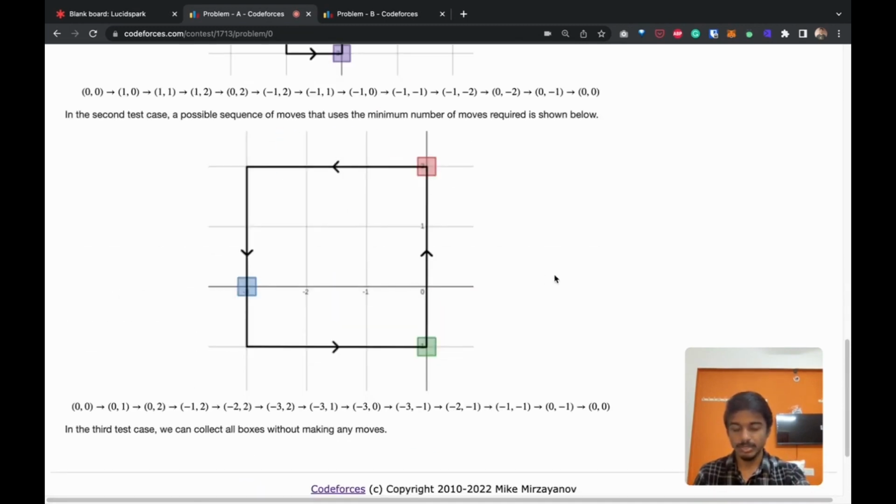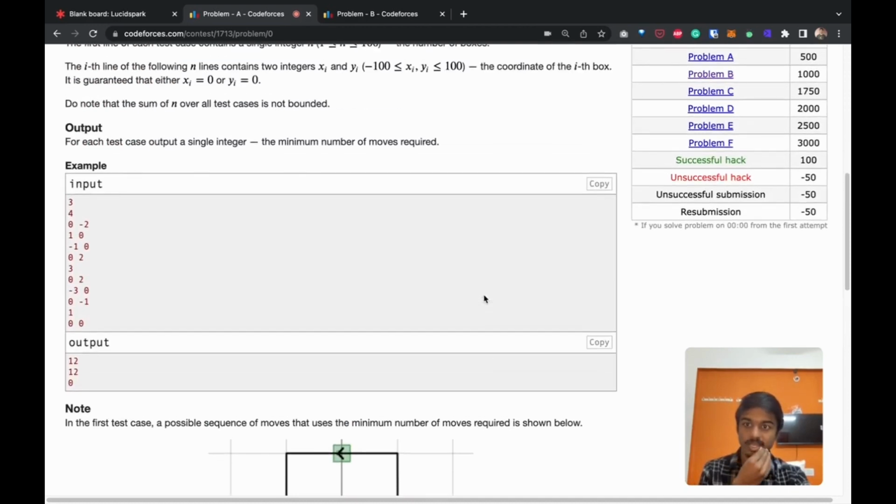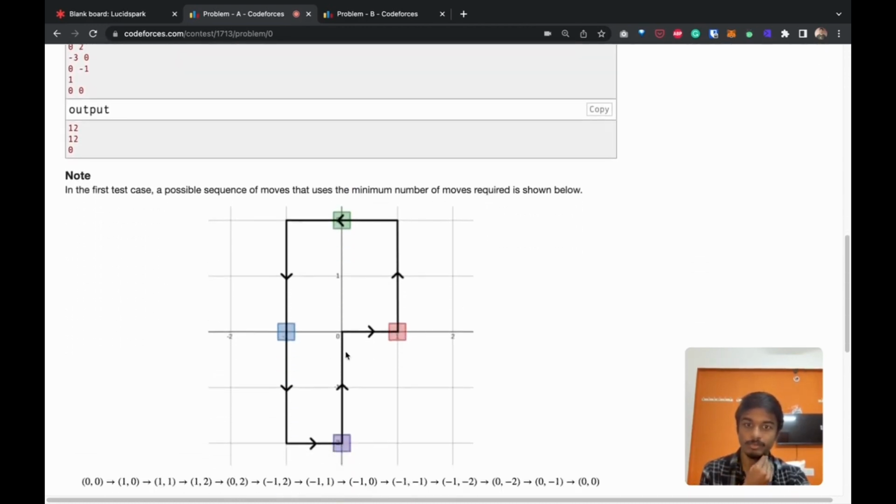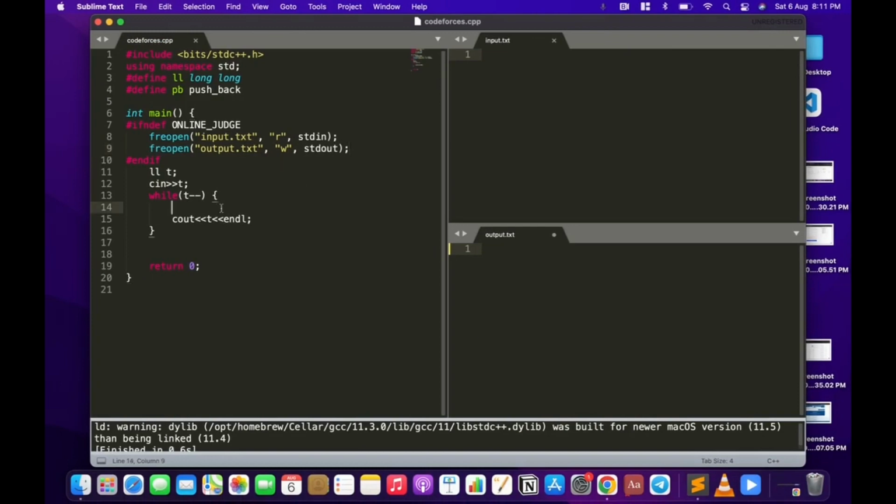That's what you do. Go all the way left, go all the way this, and go all the way this, go all the way this, go all the way this. So they asked you how many minimum number of moves? 1, 2, 3, 4, 5, 6, 7, 8, 9, 10, 11, 12. So basically, you need to find the highest x number, then highest y number. Yeah, I think that's it.